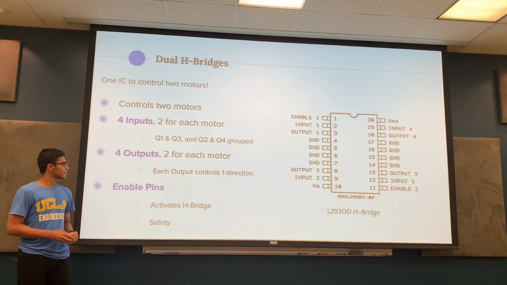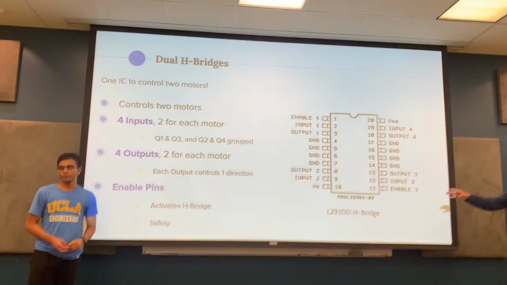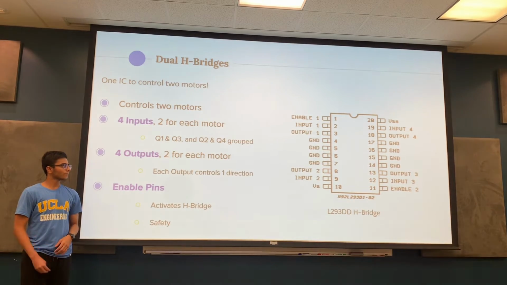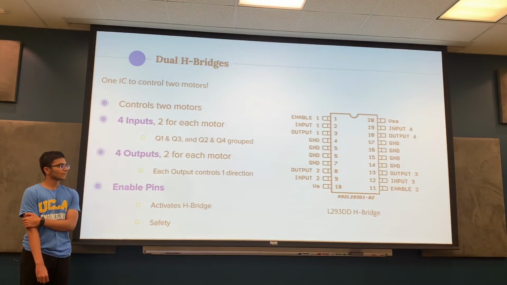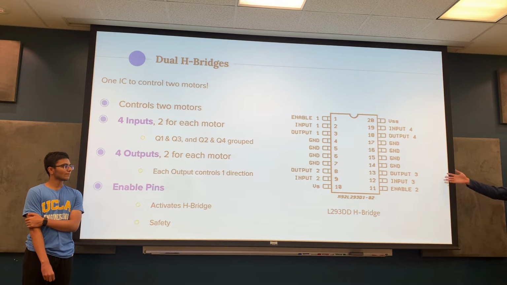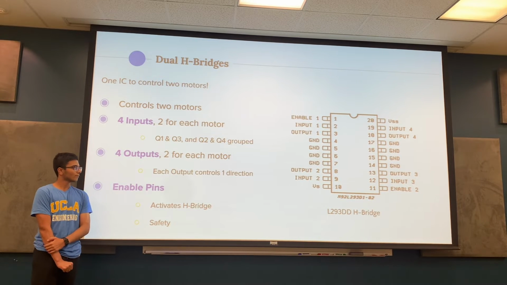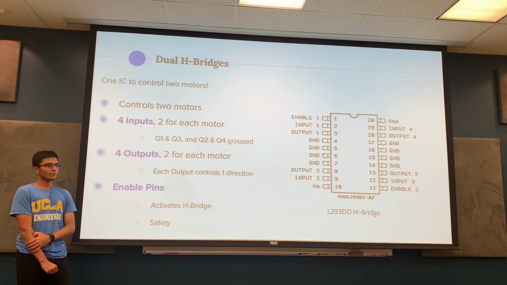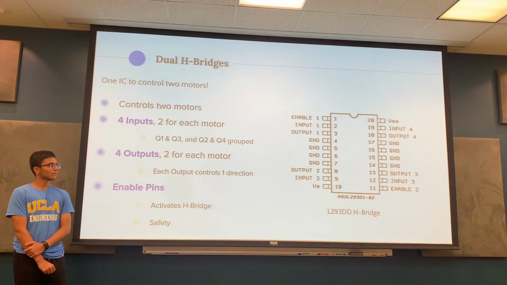So now we're going to go over what the dual H-bridges are. This entire thing that you see right here is now condensed, or maybe not condensed because of a lot of inputs, into this thing right here. So we'll go over it right now. This can control two motors. There are four inputs, two for each motor. So Q1 and Q3 are grouped.